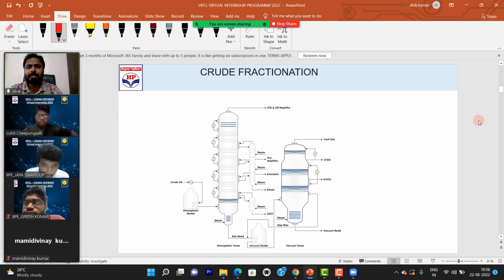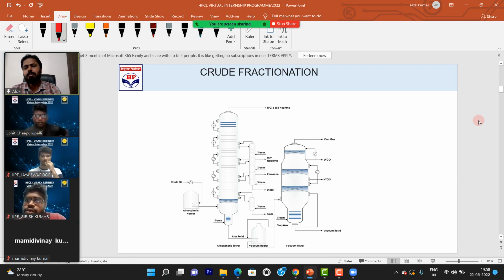Now, crude fractionation. The reason why I kept this diagram is that you must understand where FCC actually lies, what is the role of FCC. See, the crude unit we basically call the mother plant in the refinery. After processing of crude, it gives different cuts, different kinds of products. Later on it goes to the secondary units and the treatment units for further processing before we get the final product.